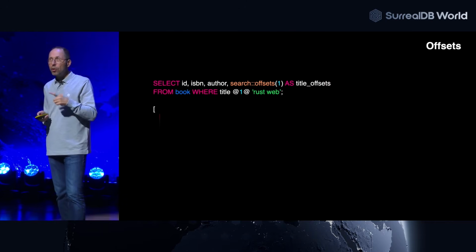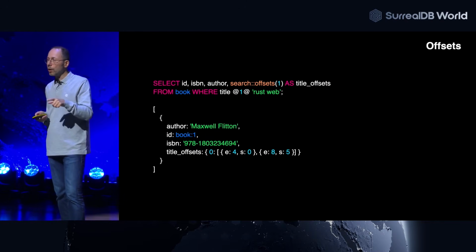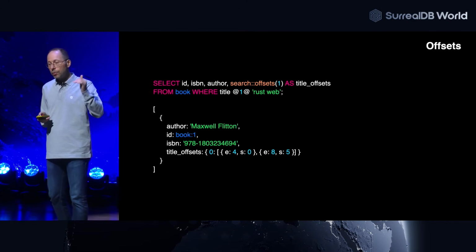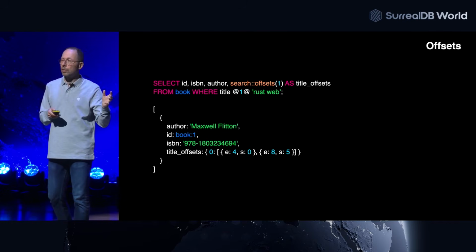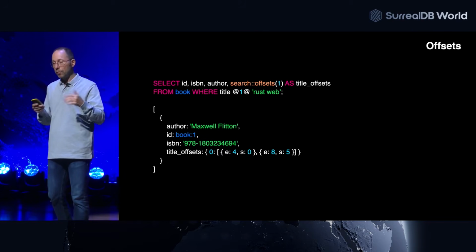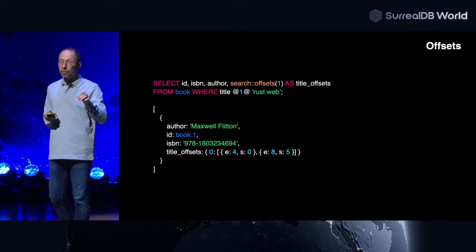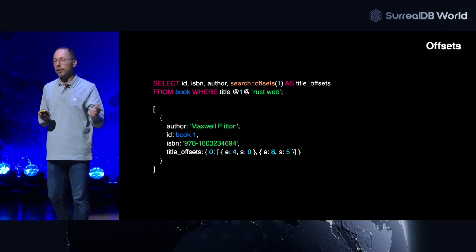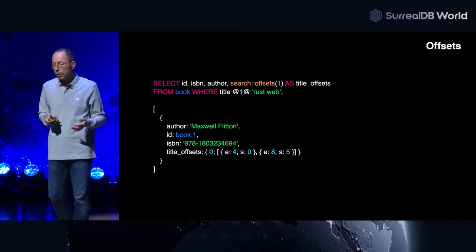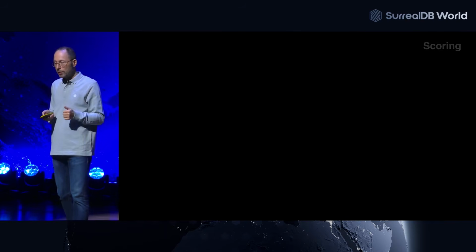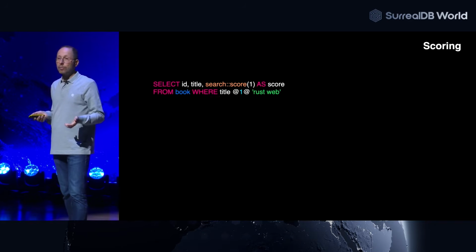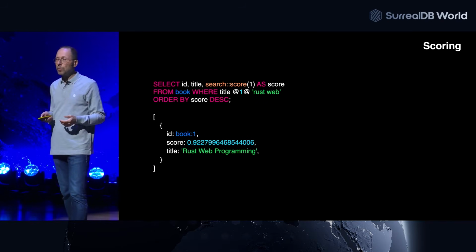Highlighting. You may not want SerialDB to make the highlighting for you. You want to make it yourself. Then you can use offset. It's the same thing. Search offset. You don't need anymore to give the prefix and the suffix for the highlighting. You just say that you want the information about where the words are, and we give you back this offset, which is the position of the found words in the original text. And it's up to you then to make the highlighting in your code. Okay, offset.